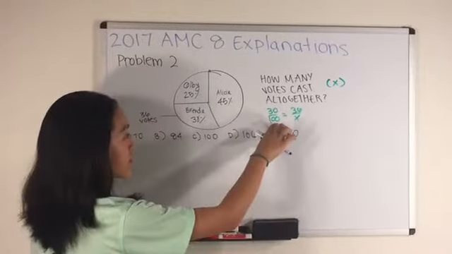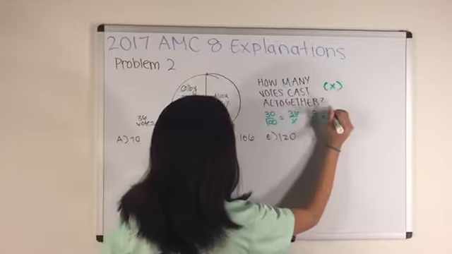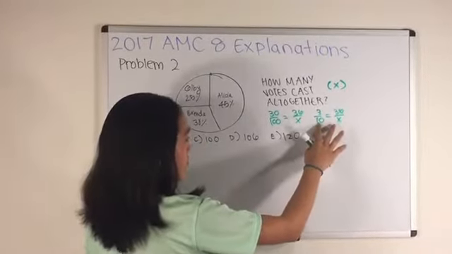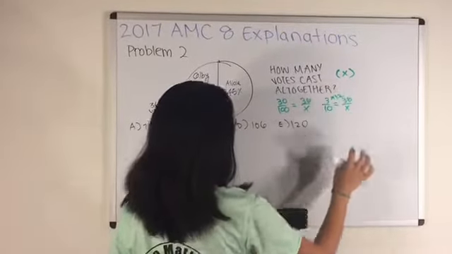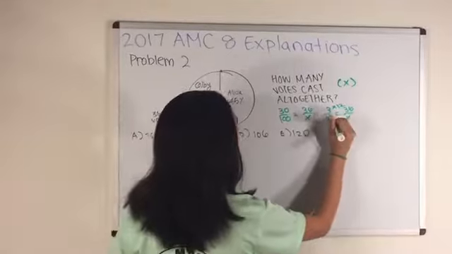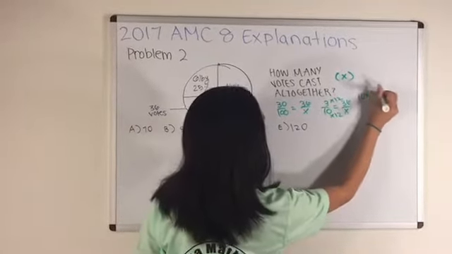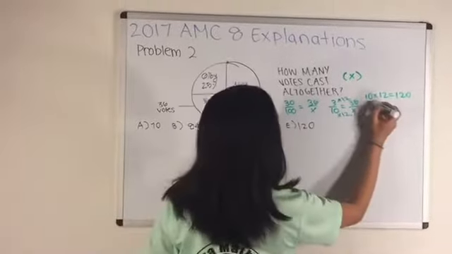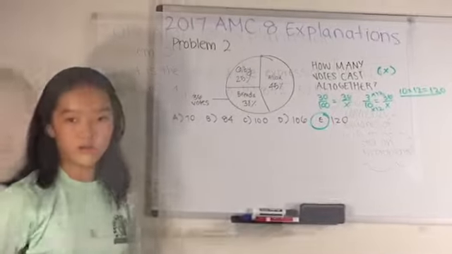Now we can simplify this 30% into 3 over 10, which would still equal 36 over X. Now we can multiply this by 12, since 3 times 12 makes 36, and that means 10 times 12 would equal X, and 10 times 12 equals 120. Therefore, X equals 120, so the answer is E, 120 votes in total.